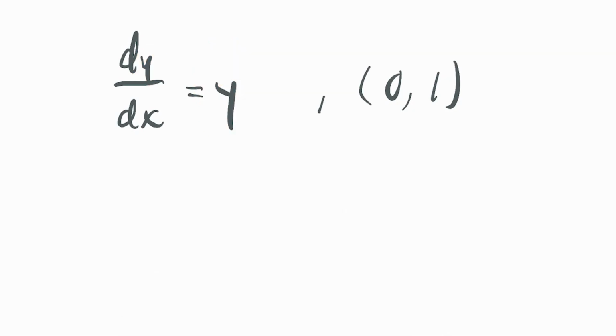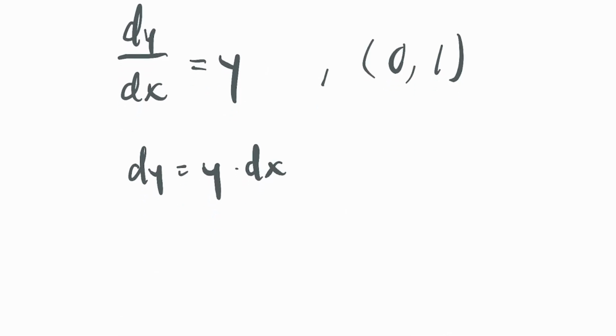So the overall procedure is the same. I want all the y's on one side. I want all the x's on the other side. So I'm first going to move the dx, as we typically were doing. dy equals y times dx. Okay. Now this y has to move. So I'm going to divide y on both sides. So 1 over y times dy equals dx.